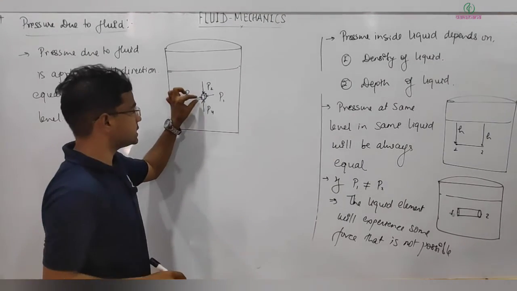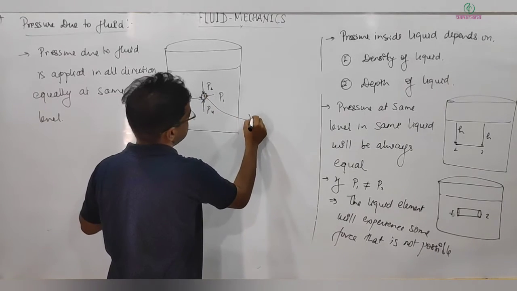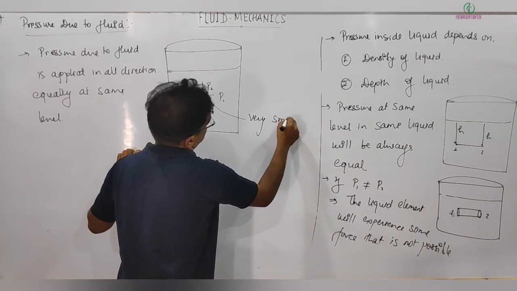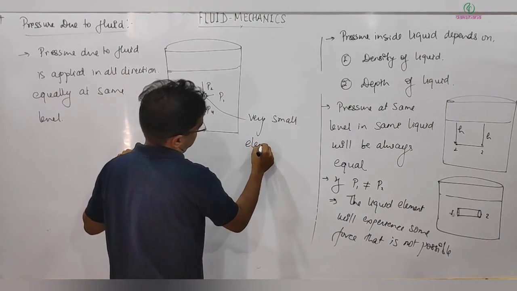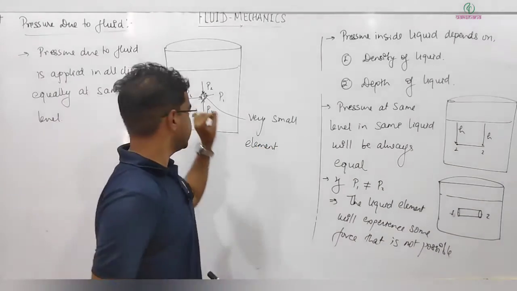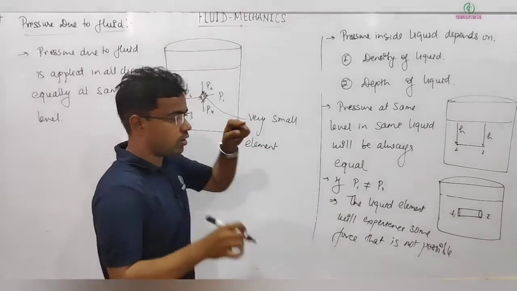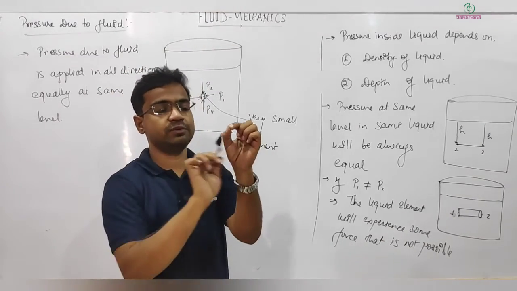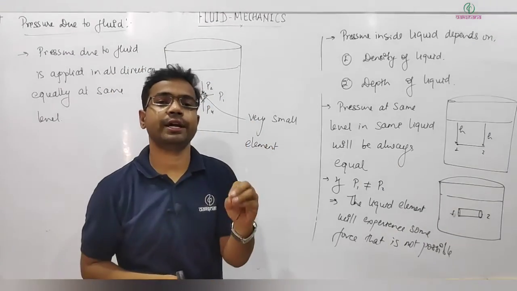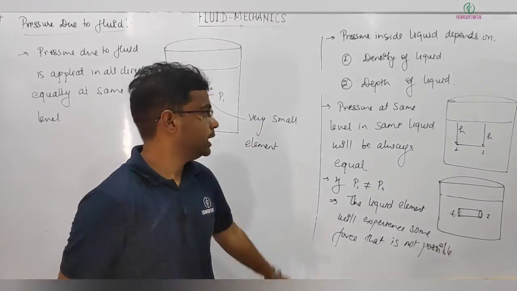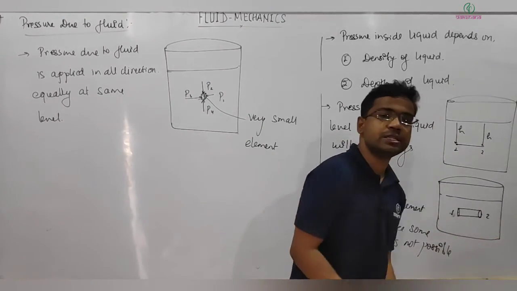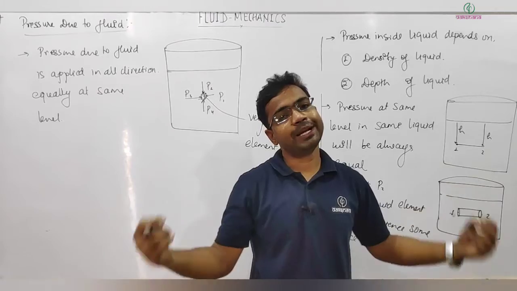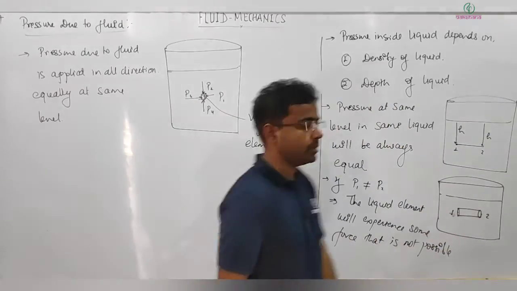So at this very small element, first thing is, if we are considering just one point, then on that point pressure due to fluid will be this way, this way, this way, this way. At every angle in all directions pressure will be equal. Another point at same level, if you are considering 2 or more points, pressure due to the fluid will be same.